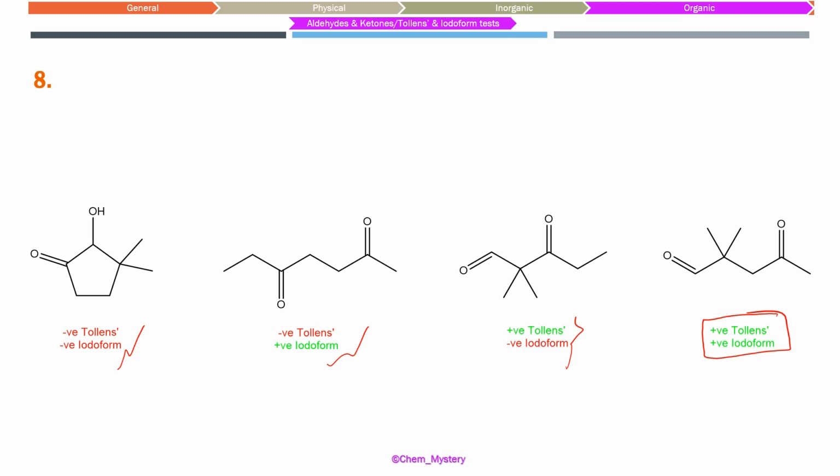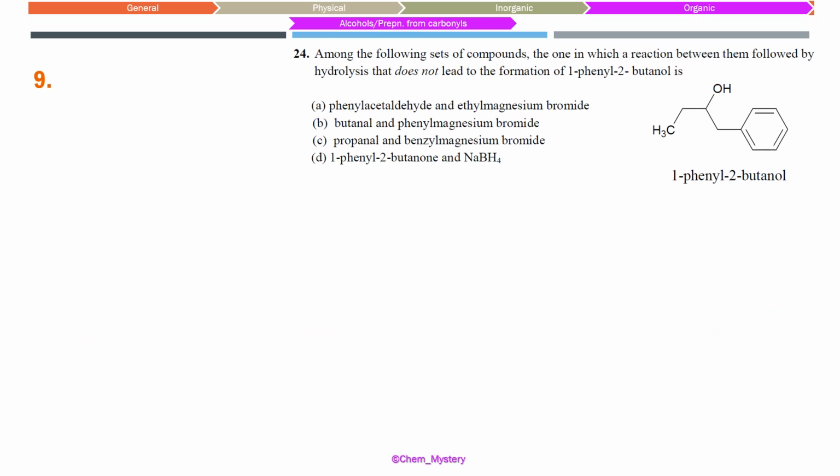The next question in this section, the last question basically of organic in section 1, was based on the preparation of alcohols from carbonyl compounds. We are using organometallic compounds or hydride donors, and we are trying to synthesize the compound given to us, 1-phenyl 2-butanol. How can this compound be synthesized, we have been asked. All these methods are there. There's just one method which does not lead to this given product. So we have to find the incorrect option basically.